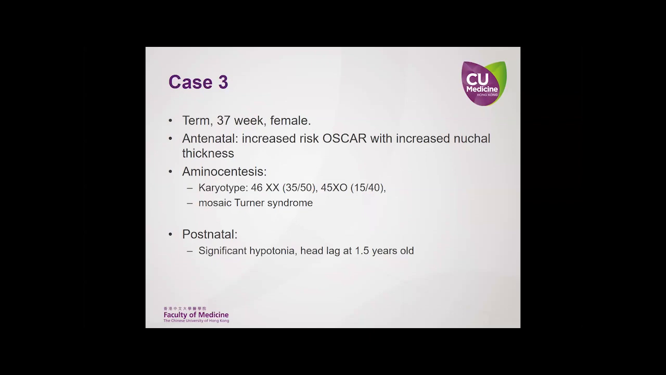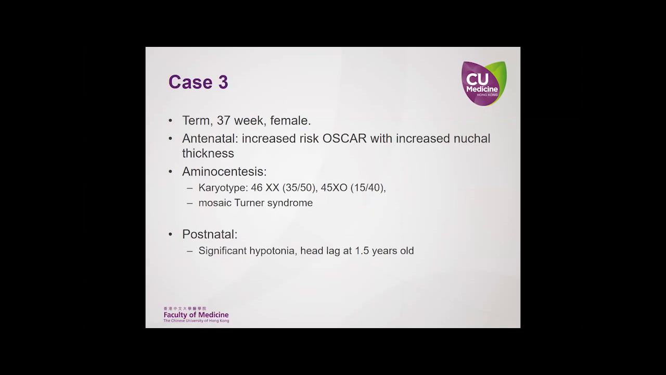This patient had significant hypotonia and head lag at 1.5 years old. I actually have videos, but just now the PowerPoint cannot show the videos today. The patient still had head lag at 1.5 years old, which is really significant, and I think the clinical features are not compatible with Turner. So we need to know whether we should go for a second genetic test.